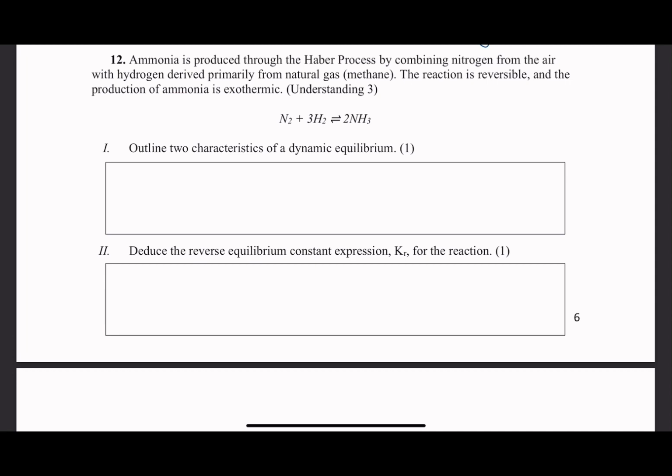It is the making of ammonia. We're combining nitrogen with hydrogen and making ammonia. Now it's asking to outline two characteristics of dynamic equilibrium. We could say rates of forward and backward reactions are equal.